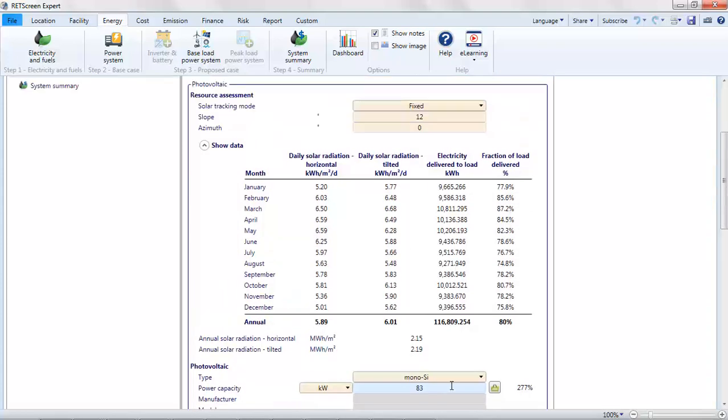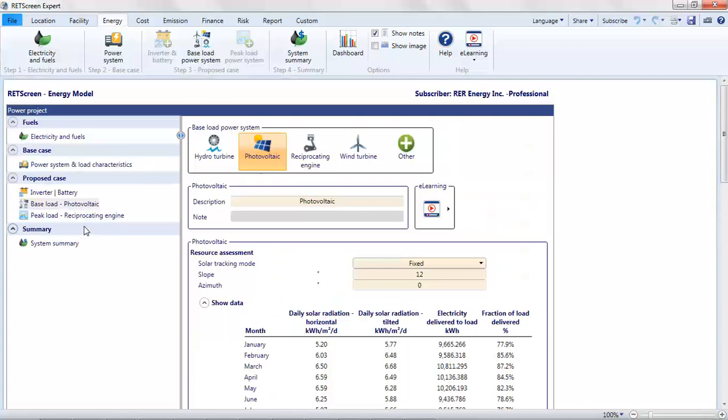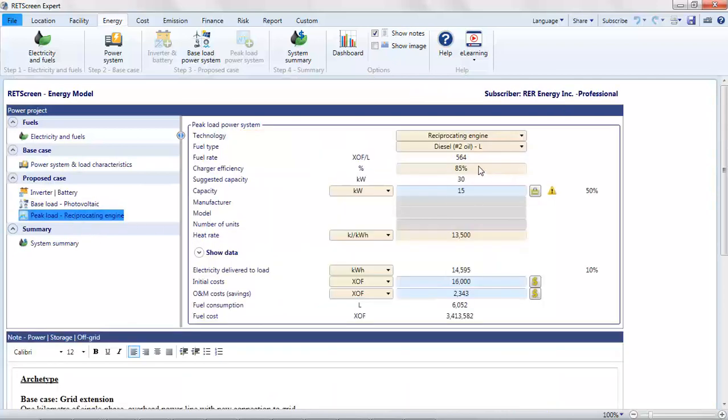I'll need to adjust the parameters for the peak load reciprocating engine. This is our diesel genset that provides power when the load is especially high, there is little sunshine, or both. RETScreen displays a warning that the peak load is not met. Remember that I doubled the estimate of the peak load after the archetype had sized the genset. I'll update the capacity to match the peak load.